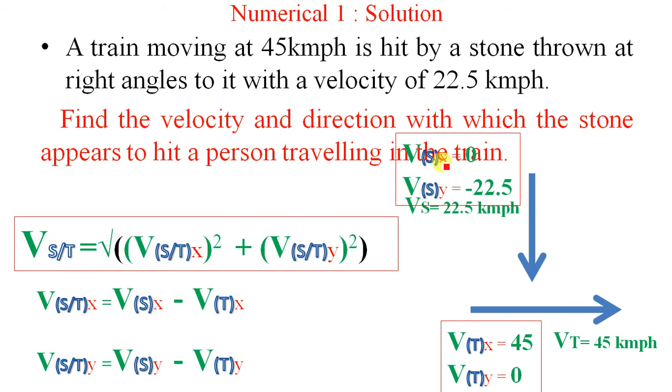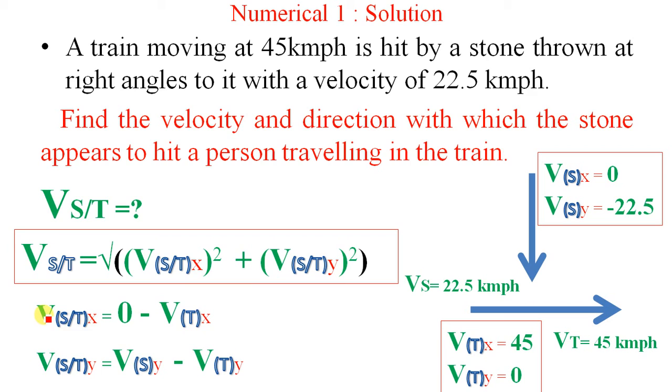Now the velocity of the stone in y direction is minus 22.5 and the velocity of the stone in x direction is 0, because this is truly vertical. Similarly, the velocity of the train in x direction is plus 45 and the velocity of the train in y direction is 0 because it is truly horizontal. Okay, now substitute these values in this equation.